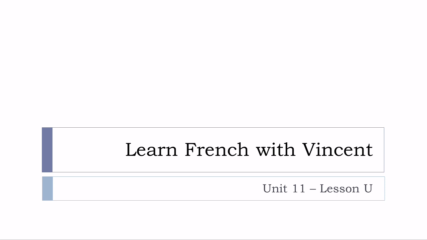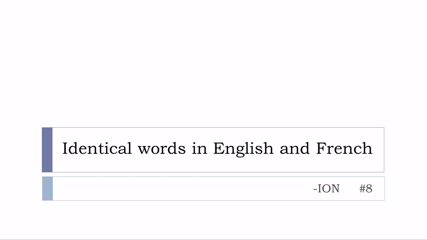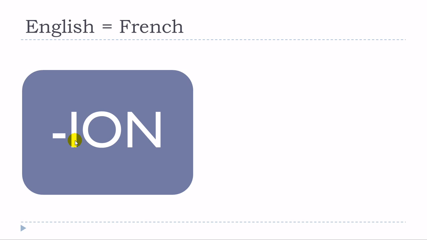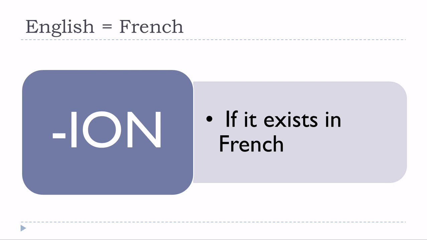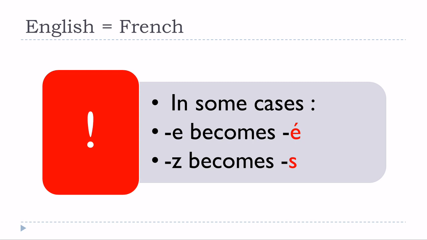And this is Unité 11, Leçon U. And in this lesson, we'll continue the series of videos we've been starting that cover the topic identical words in English and French. And in this video, we'll still focus only on the words in English that end with E-O-N and that are the same in French. In some cases, people tend to say that all the English words ending with E-O-N are exactly the same in French. I've been working on that quite a bit, and I can tell you that, unfortunately, that's not the truth. So the first thing that you should keep in mind is that it will be the same if it does exist in French, and that's not the case all the time. And the second thing is that in some cases the writing of the words will change a little bit. Okay, let's start now.